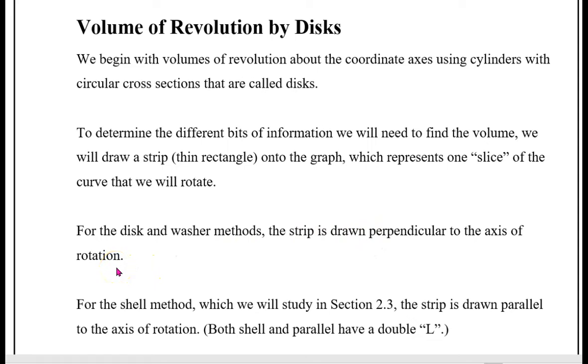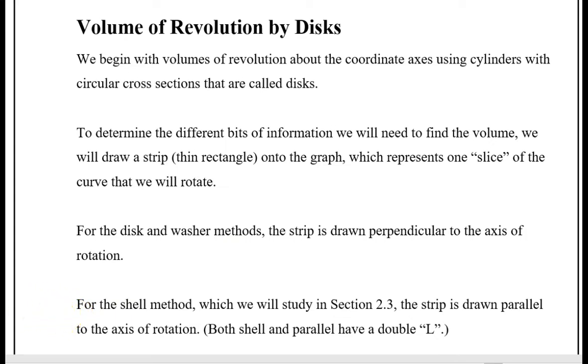In the next section, we'll be studying the shell method, and in that case, the strip is drawn parallel to the axis of rotation. To keep the two methods straight, I teach my students to remember that both shell and the word parallel have a double L, and the symbol for parallel is a double L. That means that in the disk washer method, we are going to draw the strip perpendicular to the axis of rotation, and in the shell method, we'll draw it parallel.